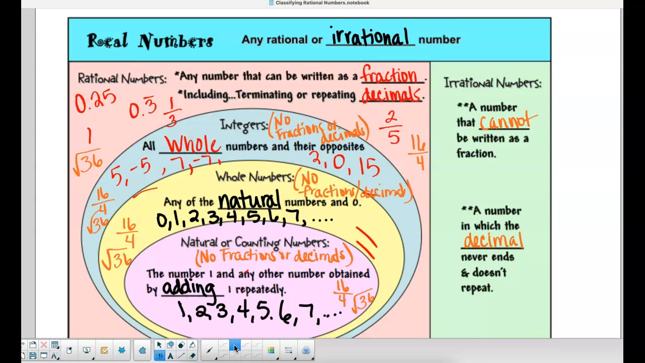Pi. The number pi is an irrational number. Okay? That's the number pi. What's pi? 3.14159, blah, blah, blah. It keeps going. It doesn't end and it never repeats. I have a poster back here with the first 747 digits of pi. That's a lot of numbers.